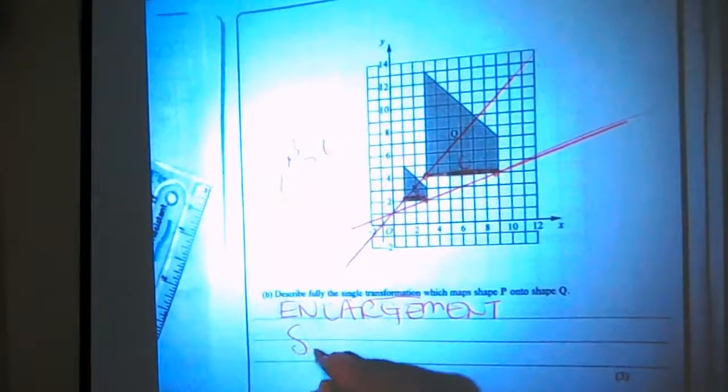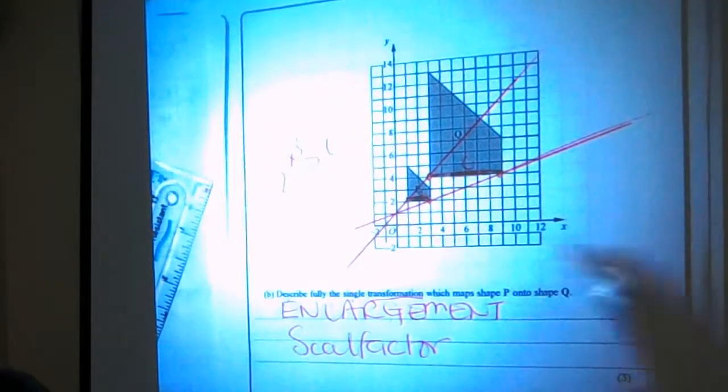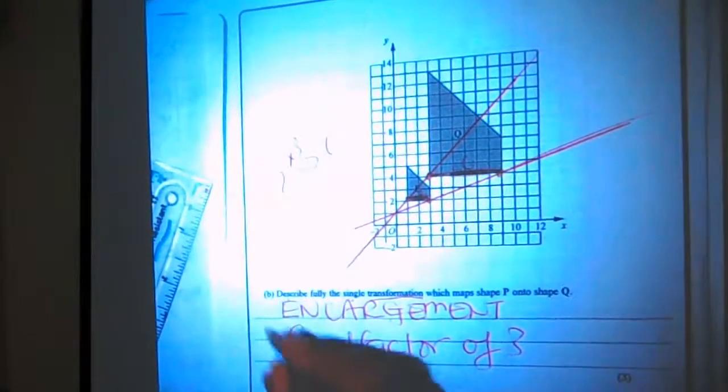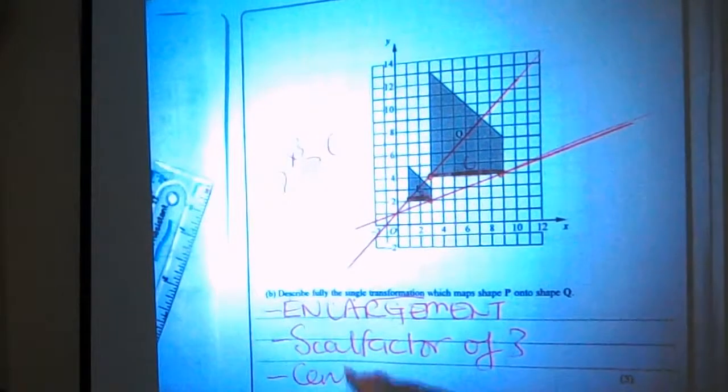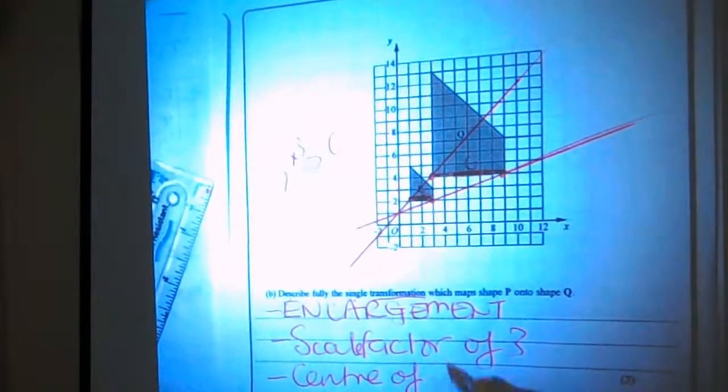Okay, and the scale factor has gone from P to Q. What was the scale factor again, folks? 3. Okay, what was the center of enlargement? You forgot the center of enlargement. 0. 0, thank you. Center of enlargement is 0, 1.